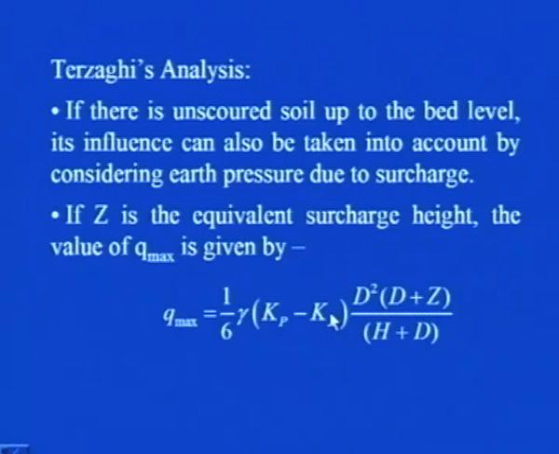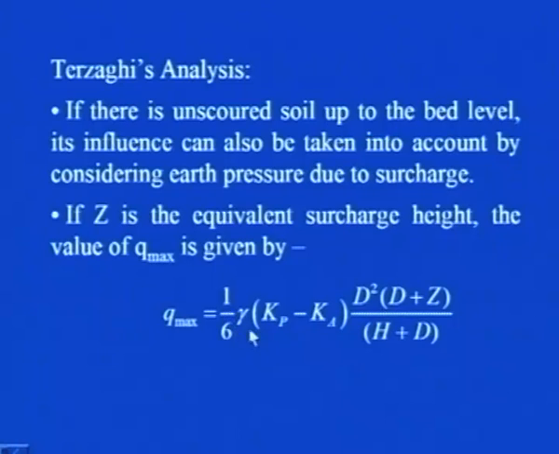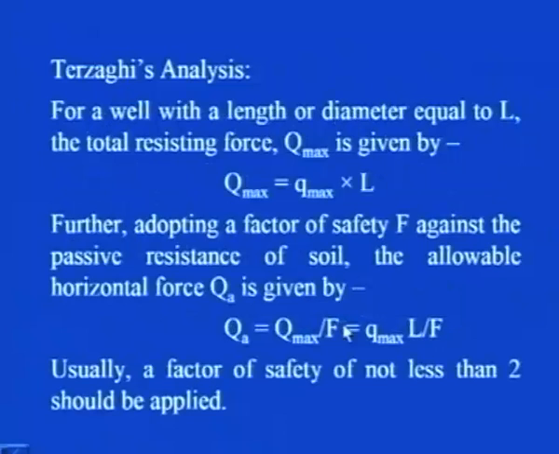Again, this is coming from the fundamental equation, that is, you have to have the equilibrium of moment, and then you can get the expression for this Q max. This is equal to 1 by 6 gamma (Kp minus Ka) d square into (d plus z) upon (h plus d). So this Z term comes in additionally, which is the equivalent surcharge height. Whatever the surcharge is, you can always convert it into the equivalent surcharge height, and it can be considered in this particular form using Terzaghi's analysis.